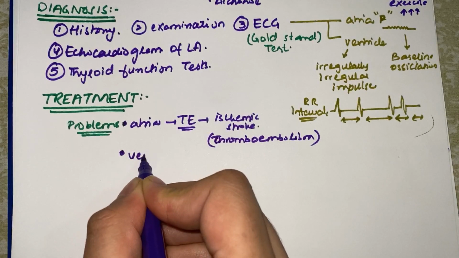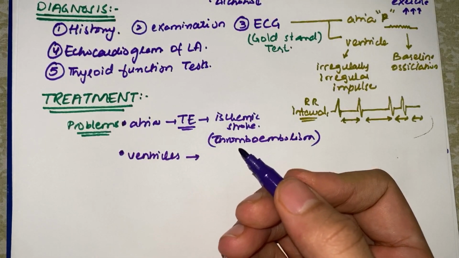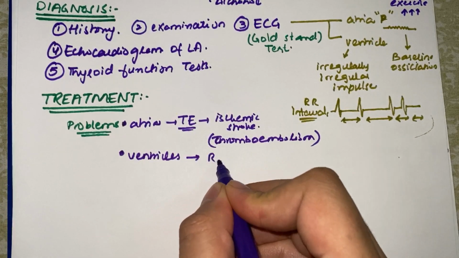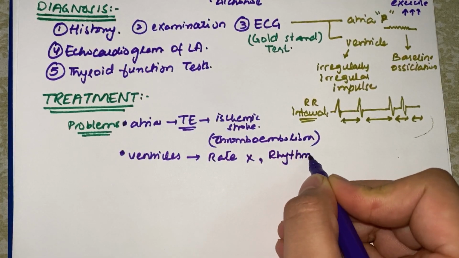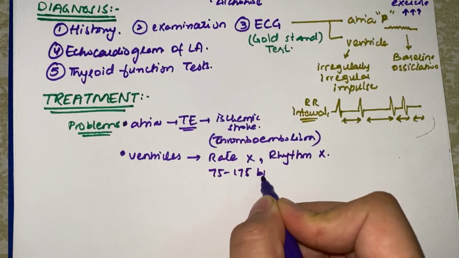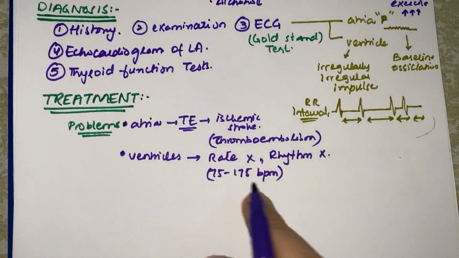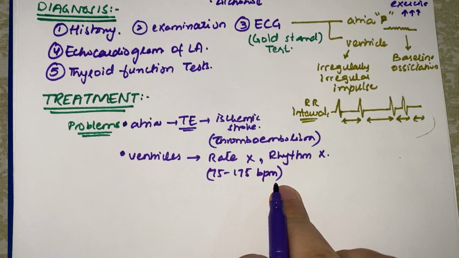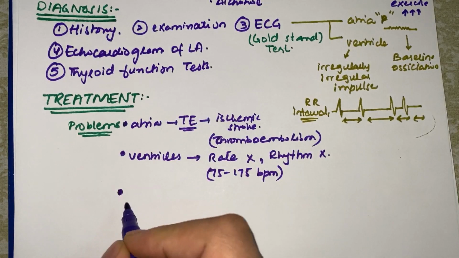Second problem is in the ventricles. Now ventricles are having a very high rate and abnormal rhythm. So in the ventricle the rate is abnormal, the rhythm is abnormal, the rate is as high as 75 to 175 beats per minute, which is very high. Normal is just 60 to 100 beats per minute. Okay, rhythm is abnormal.